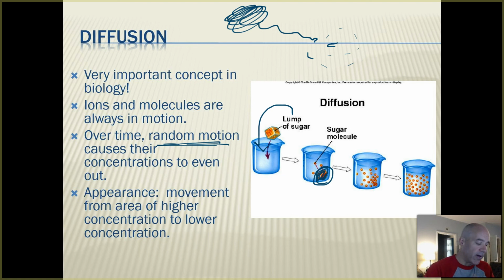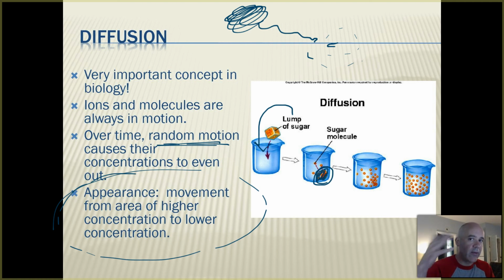Now, how it looks to us is like things are moving from where they're more concentrated to lower concentration. And it's not really a conscious thing. The sugar molecules aren't saying, well, hey, I'm going to go over there where it's not quite as crowded. It's just that things tend to randomly even out due to the random motion that they're undergoing.